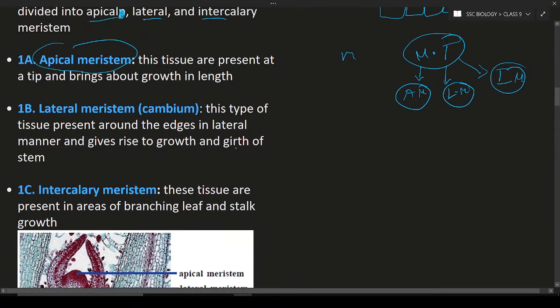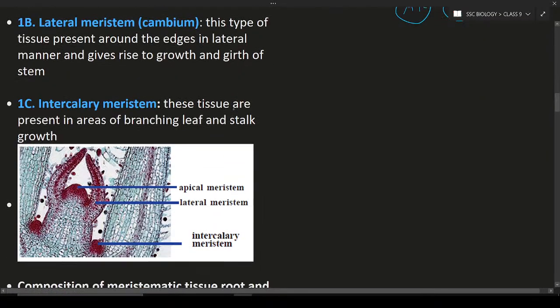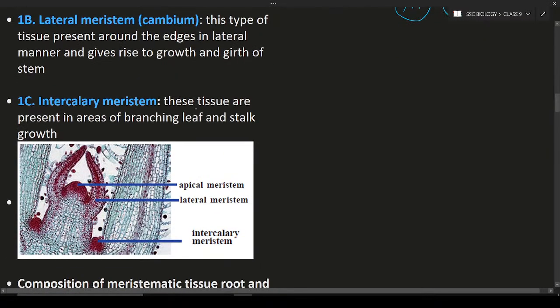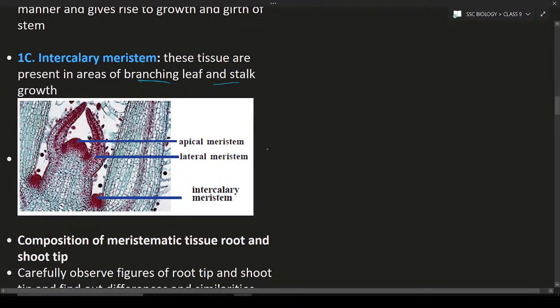So next is lateral meristem. Lateral means on the sides of the plant, these tissues are present. So we are calling it lateral meristem. They give rise to growth in the girth of the stem. Girth means the size of the stem. Intercalary means between. These tissues are present in areas of the branching and also stalk. Here you can see in this diagram, this is apical meristem.